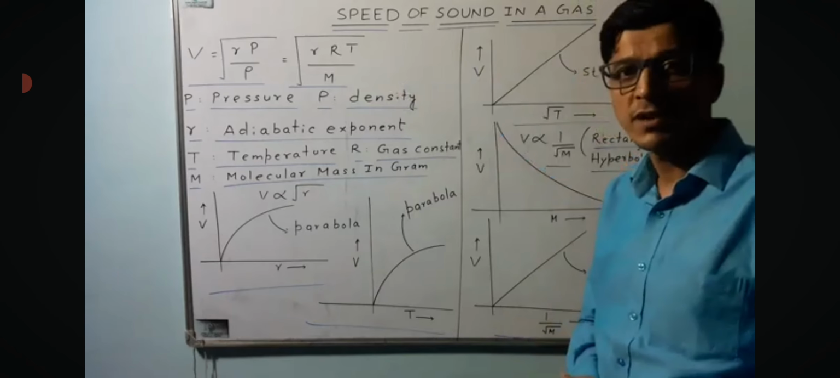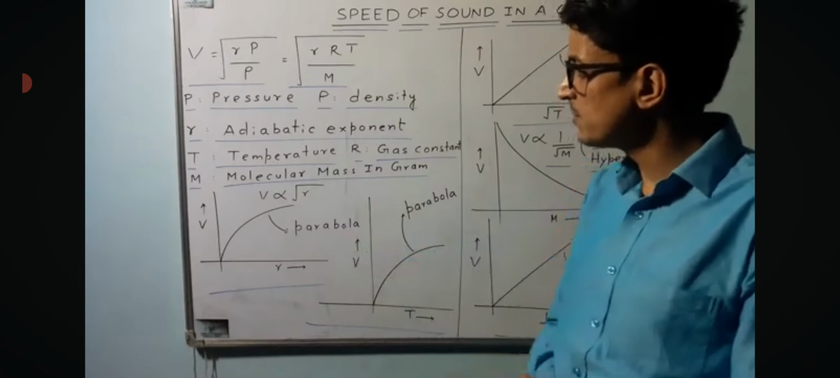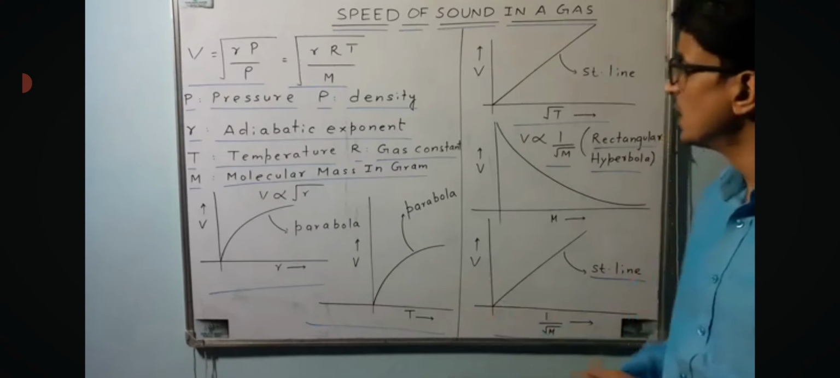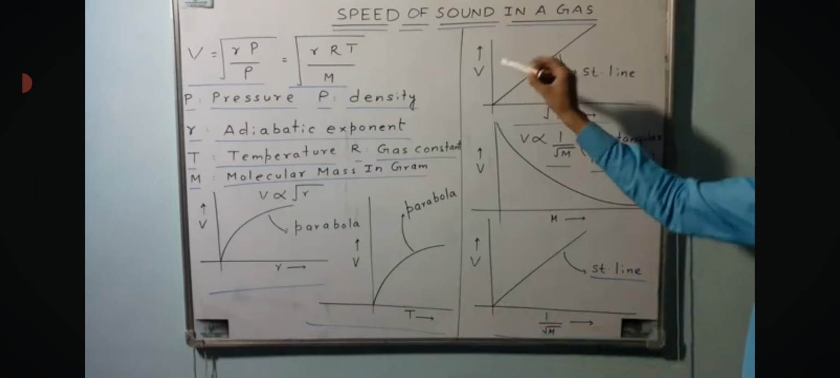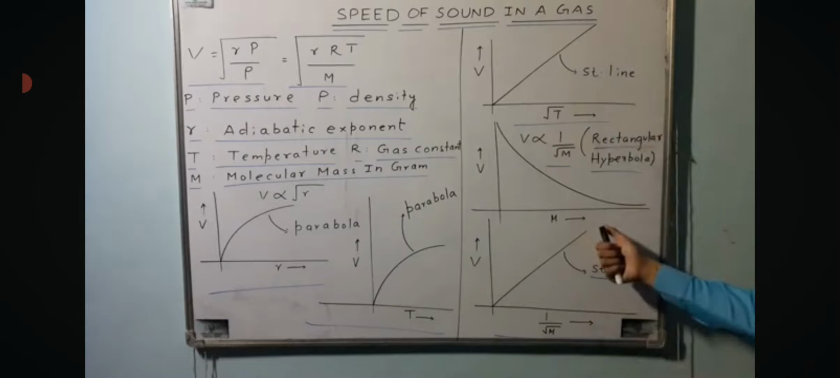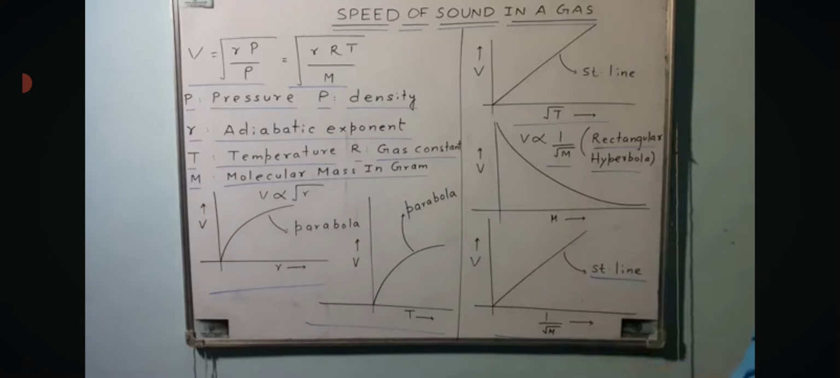So if we look at the graphical analysis, we can say that V is proportional to root gamma, so the graph will be a parabola. V is proportional to root T, so the graph between V squared and T will be a parabola, whereas if we draw the graph between V and root T, it will be a straight line. Whereas if we draw the graph between V and M, it will be a rectangular hyperbola. Whereas the graph between V and 1 by root M will be a straight line.